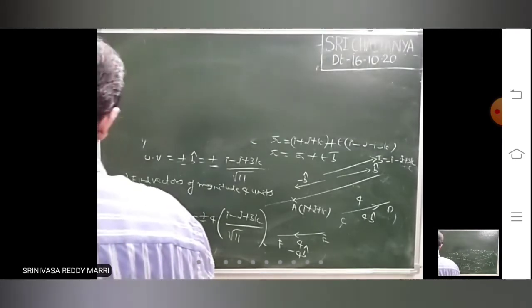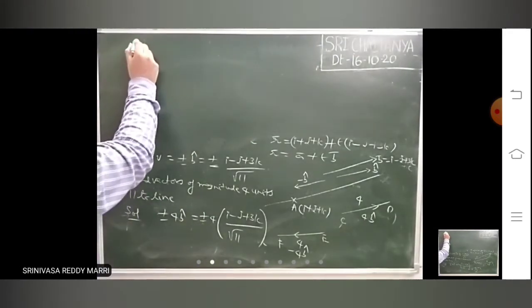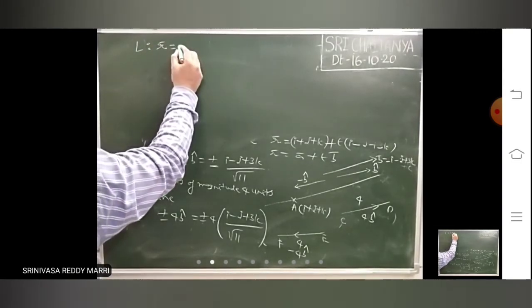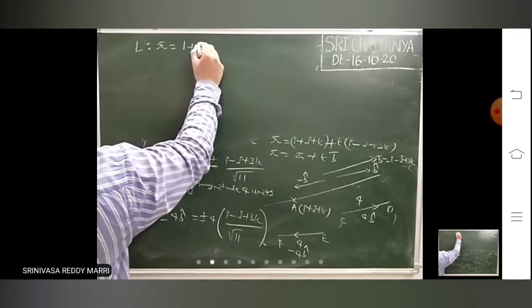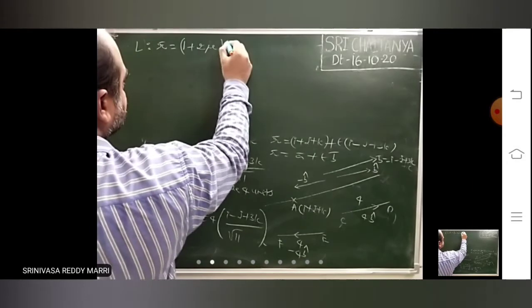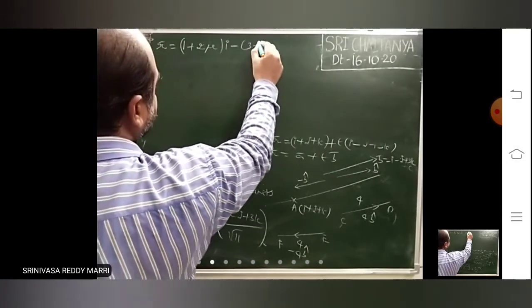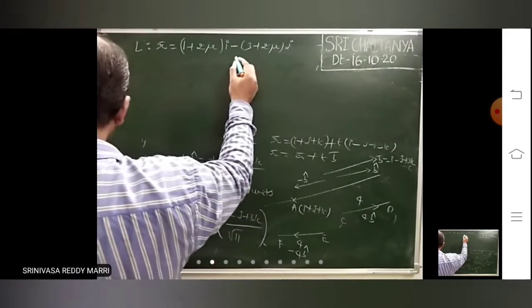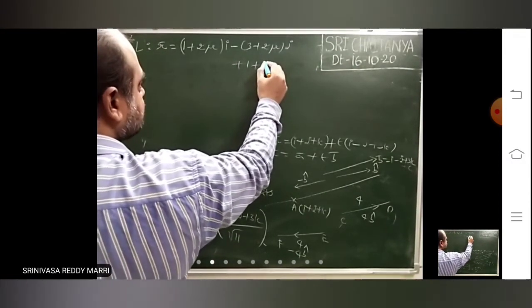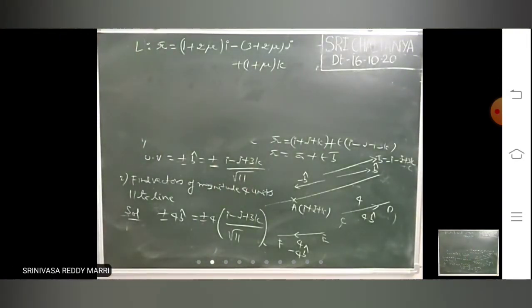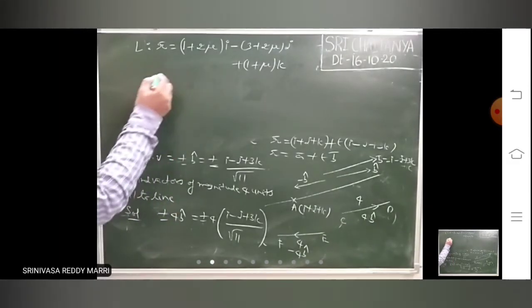Suppose a line L is given like this: r = (1 + 2μ)i − (3 + 2μ)j + (1 + μ)k. So the line L is given in vector form.